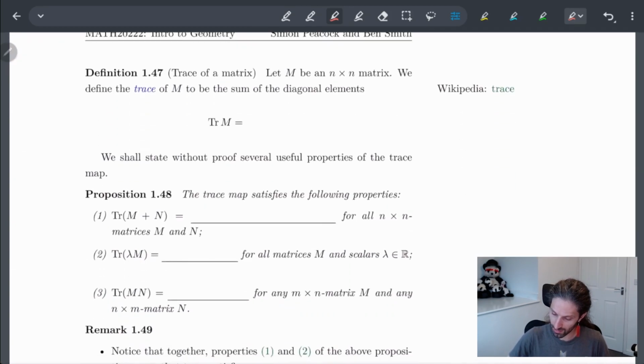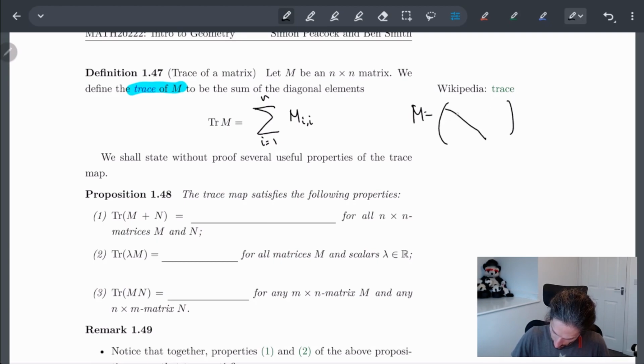Next up is the trace. Again, this is something I'm assuming most of us have seen before. Here it's an n by n matrix again. And what's the trace? Well, it's just the sum. This one's a little easier. The sum of what? We take our matrix and we look at the diagonals. The trace is the diagonal. So we just sum the diagonal. That's it.